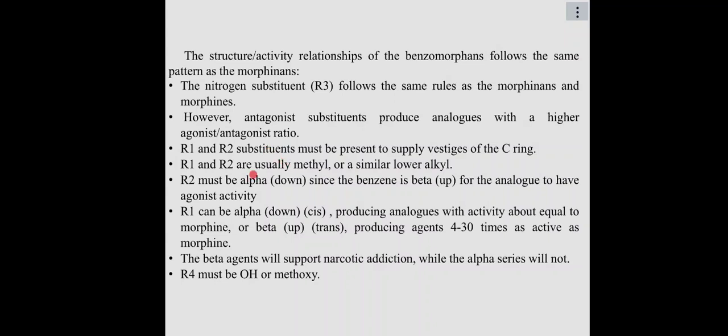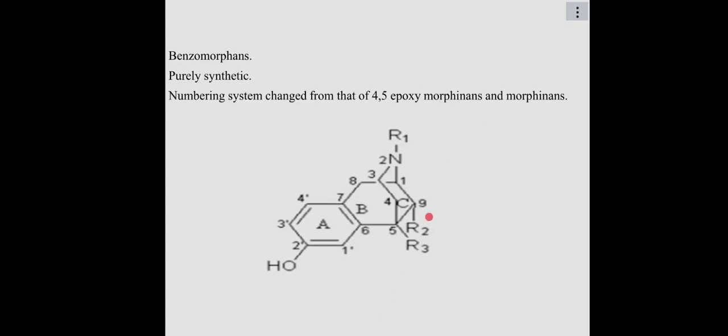R1 and R2 substituents must be present to supply the vestiges of ring C. They are just like the remains of ring C, and they must be there, and they must carry a specific orientation for them to have activity. R2 must be alpha, facing down. If you look at R2 here, the new position number 9 has to be down.